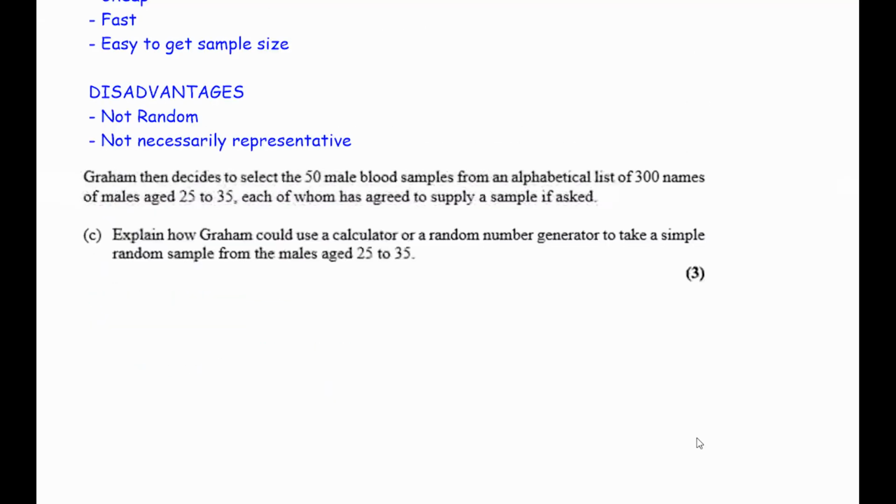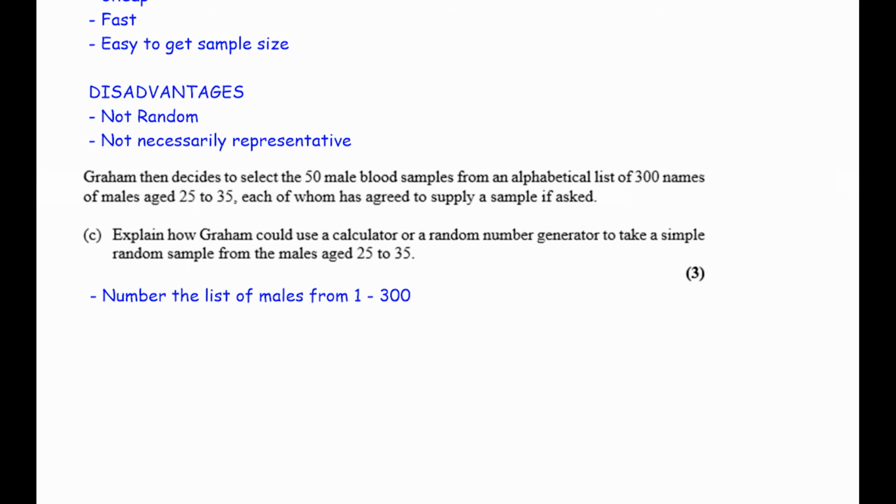Graham then decides to select the 50 male blood samples from an alphabetical list of 300 names of males aged 25 to 35, each of whom has agreed to supply a sample if asked. Explain how Graham could use a calculator or a random number generator to take a simple random sample from the males aged 25 to 35. Okay, so simple random sampling, let's get to it.